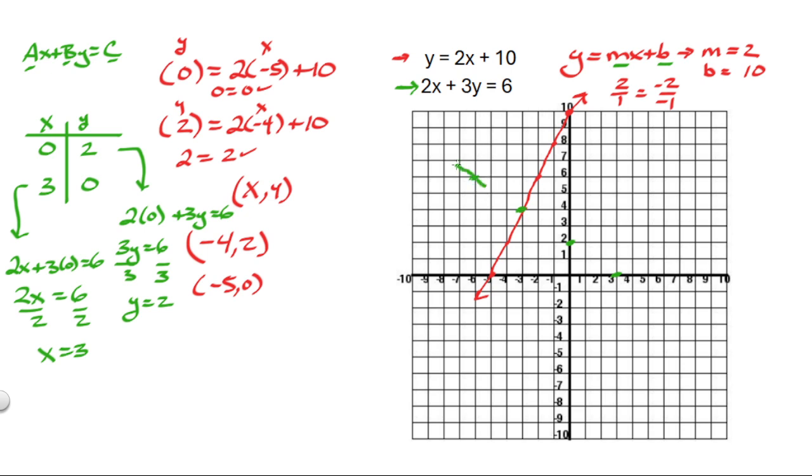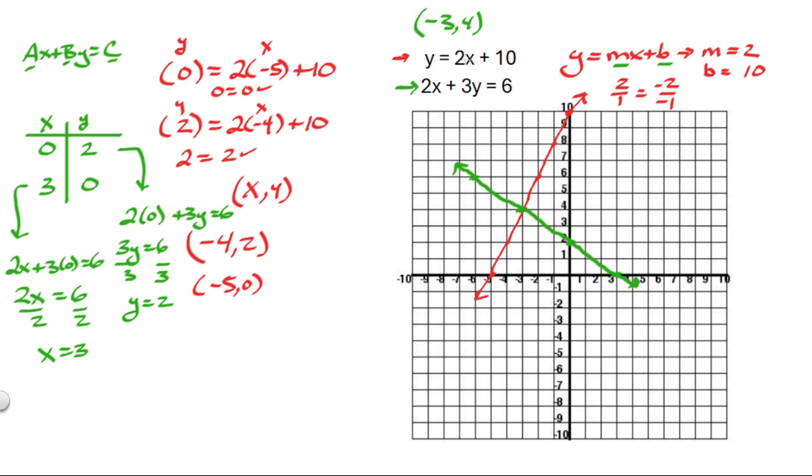Draw this fairly close. Connect the dots as best I can without a straight edge. And now I can see the solution to my system is when x is -3, y is 4. The solution is -3, 4.